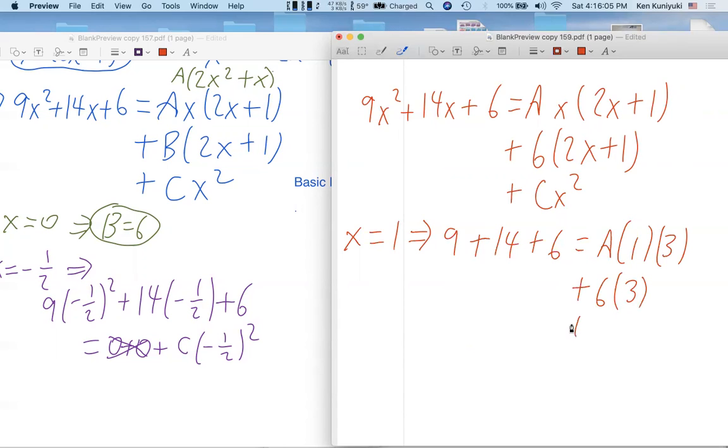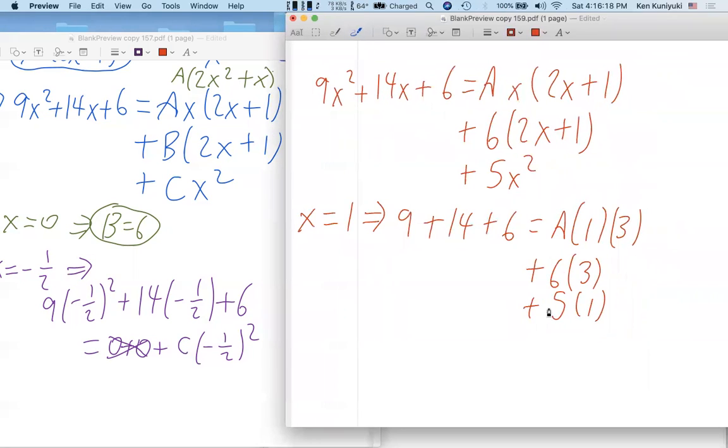All right, plus, I forgot, C was 5. I forgot to write that. C was 5. 5 times 1 squared, that's 1. Show some work, but you don't necessarily have to show me every arithmetic detail. Okay, 14 and 6 is 20. Add 9 is 29, right? 29 equals, we get 3A plus, and then 18 plus 5 is 23.